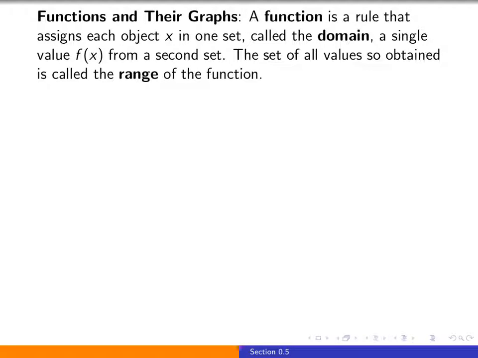In this video, we will discuss functions and some of their related properties. So a function is a rule that assigns to each object x in one starting set, something we call the domain, a single value f of x from a second set. And the fact that it assigns each input exactly one output is the defining characteristic of a function. The set of those outputs is called the range of the function.